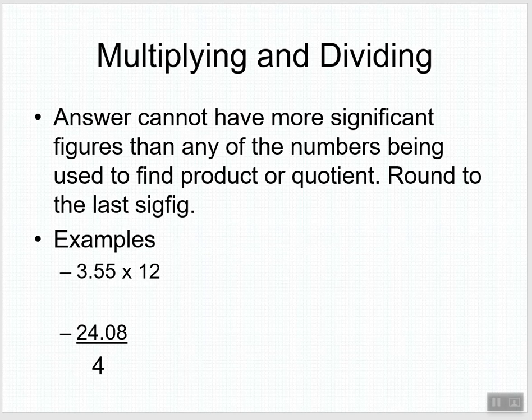So in this example, when we multiply, 3.55 has 3 sig figs. 12 has 2. So my final answer can have at most two significant figures. The way we do this is we multiply the way you normally would, and we don't worry about sig figs until we have our answer. So I'm going to multiply 3.55 times 12, but it's negative, so we're going to get negative 42.6.